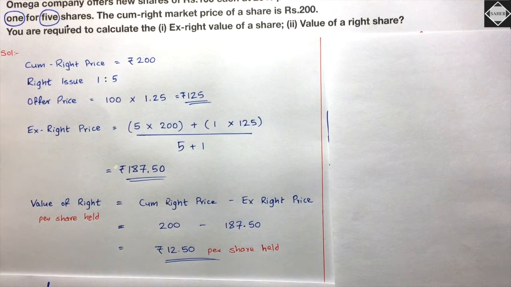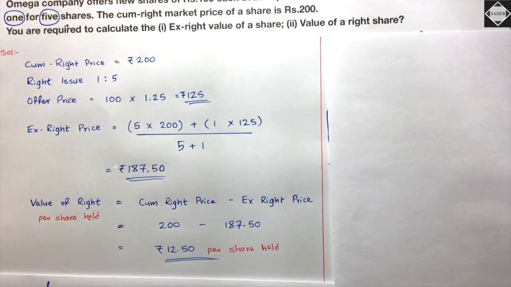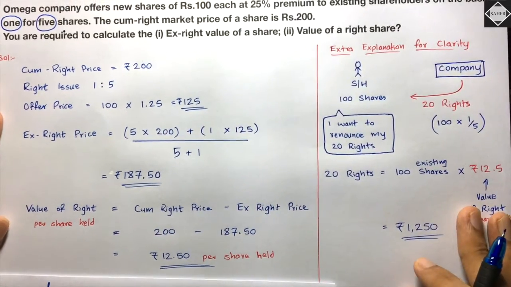Now let's understand the interpretation. Let's take an example over here to understand the interpretation of this, because I just want to strengthen your basics properly. This is there in CA final. So see here, extra explanation for clarity.